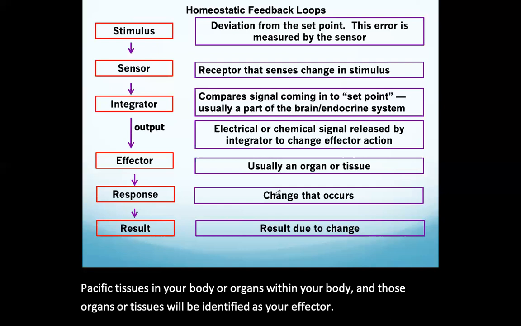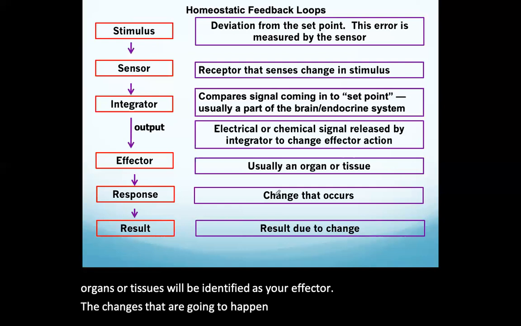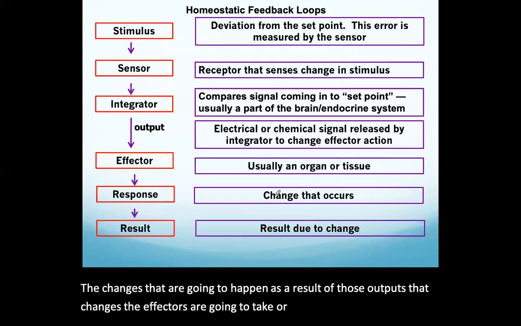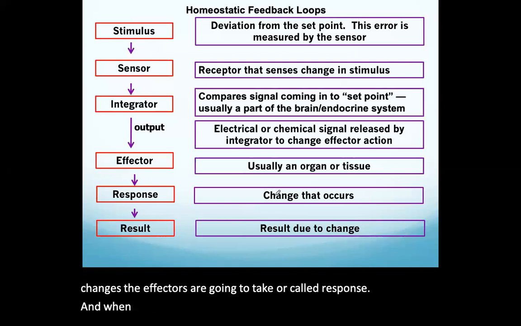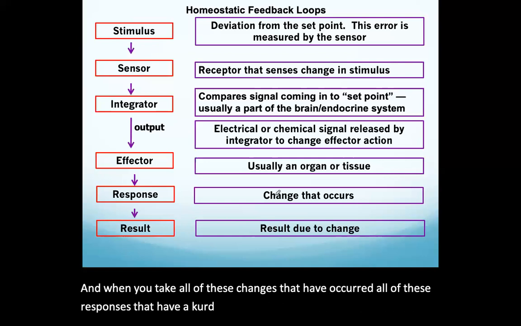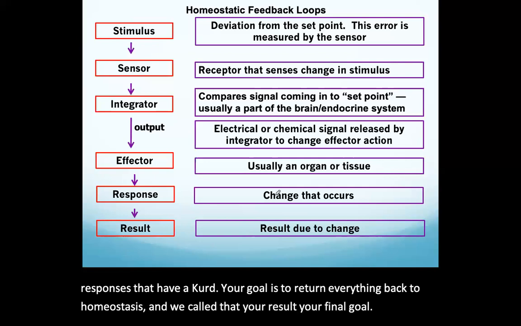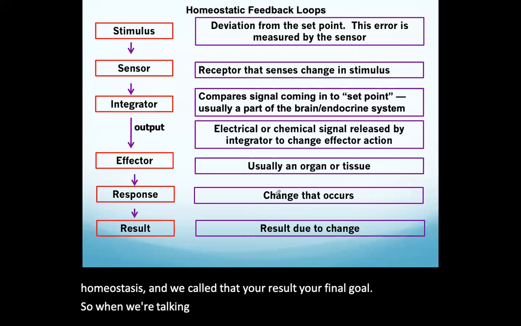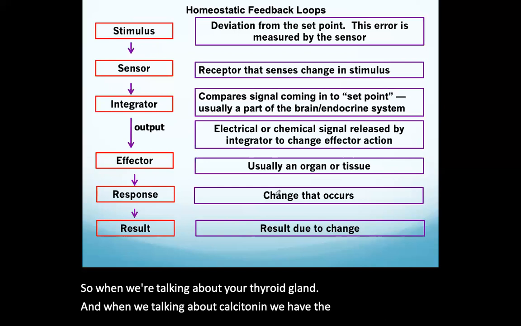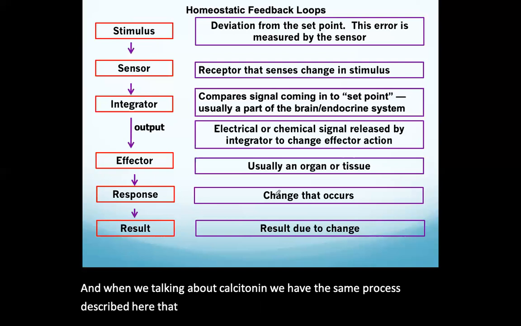The changes that are going to happen as a result of those outputs, the changes the effectors are going to take, are called response. And when you take all of these changes that have occurred, all of these responses, your goal is to return everything back to homeostasis, and we call that your result, your final goal. So when we're talking about your thyroid gland, and when we're talking about calcitonin, we have the same process described here that I'm going to go over with you.